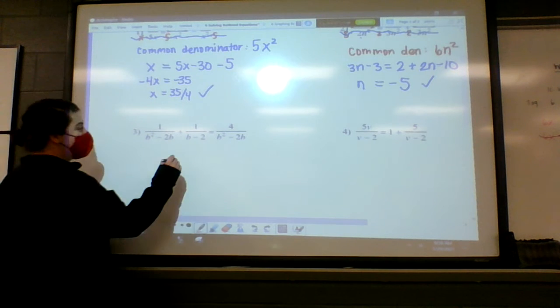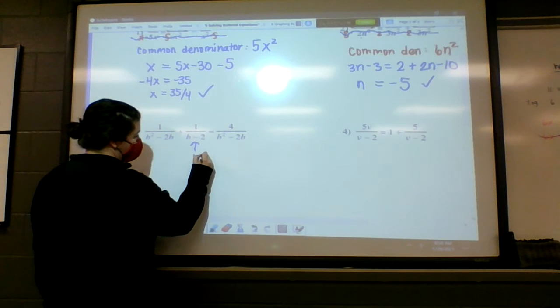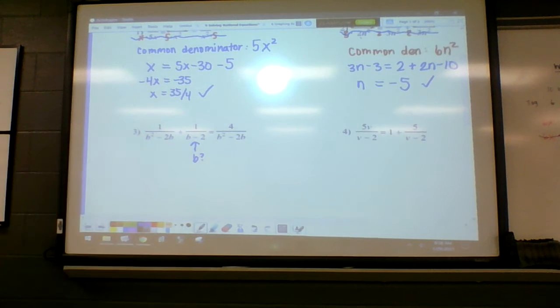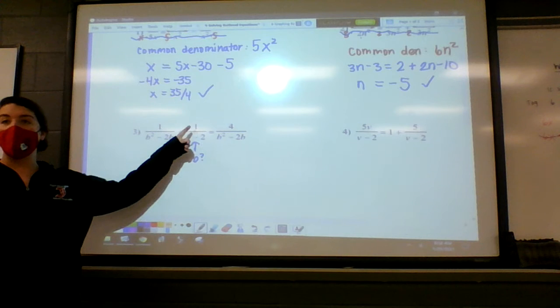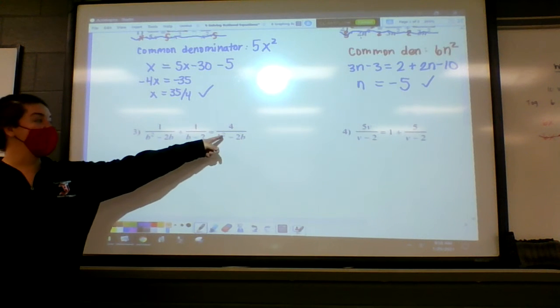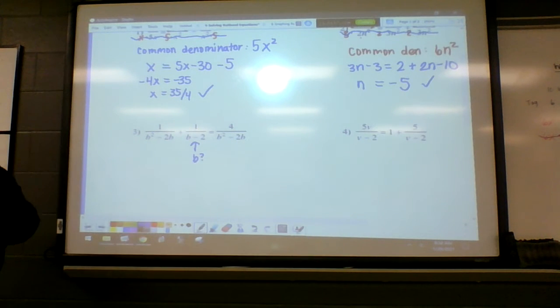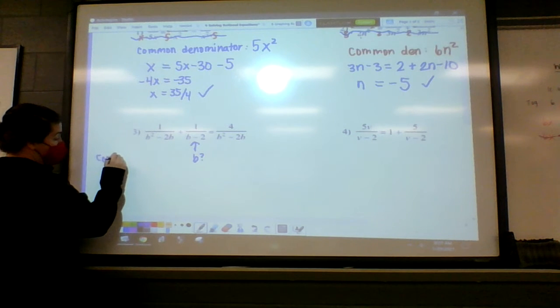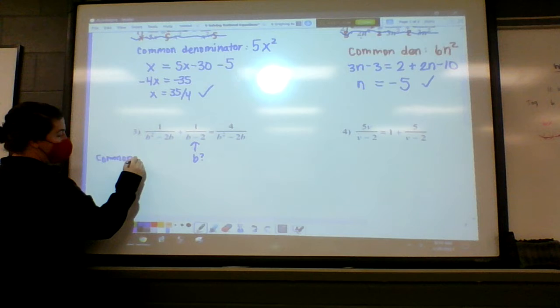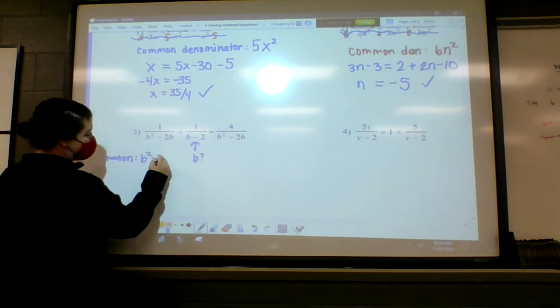Can we multiply this term by b? What do you think? Yes, no? I don't see why not. What if we multiply that middle term by b? What are we going to get? B squared minus 2b. And that's what we have for the other two. So before we do that, though, what is the common denominator? B squared minus 2b.